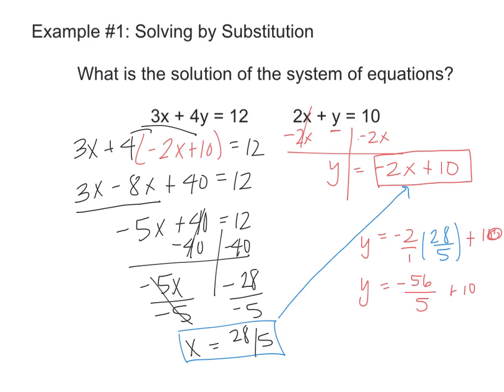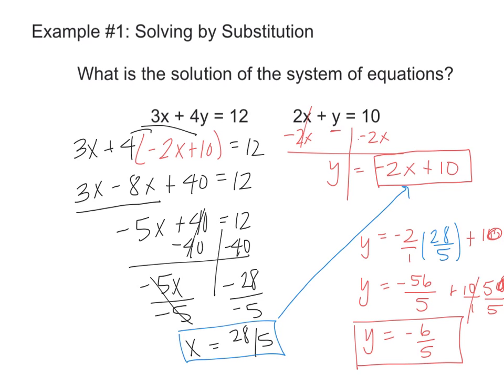I'm really not liking these fractions, but we're going to keep going with the fractions. If I wanted a common denominator, I would need both to be over 5. Okay, both would have to have a denominator of 5. So let's go ahead and make this 10 a 50 over 5. So I'm going to rewrite this now as 50 over 5. How did I get that? I multiply both the numerator and the denominator by 5. So negative 56 and positive 50 will then give me a y value of negative 6 over 5.